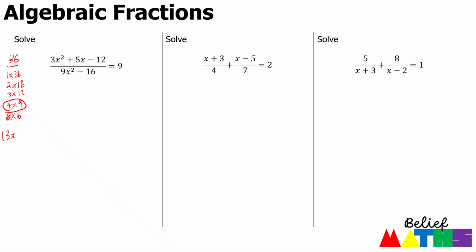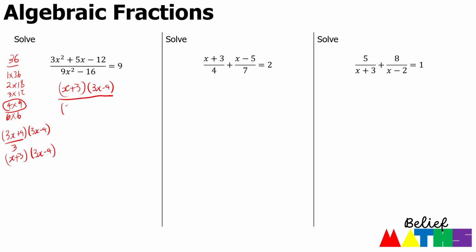So it just keeps your work nice and tidy. So you get 3x plus 9 and 3x minus 4. And then dividing by 3 gives you x plus 3 and 3x minus 4. So the top of my fraction gives me x plus 3 and 3x minus 4. The bottom of my fraction is just the difference of squares.